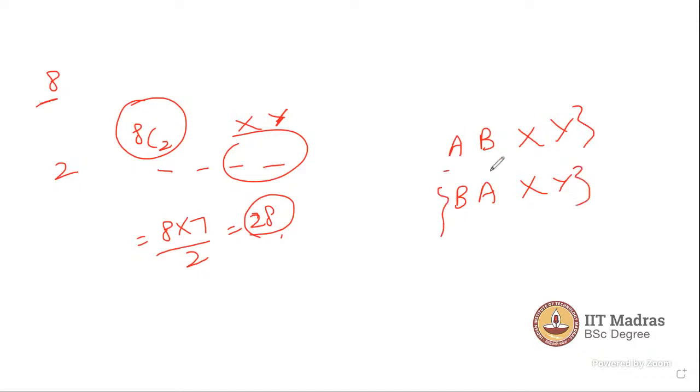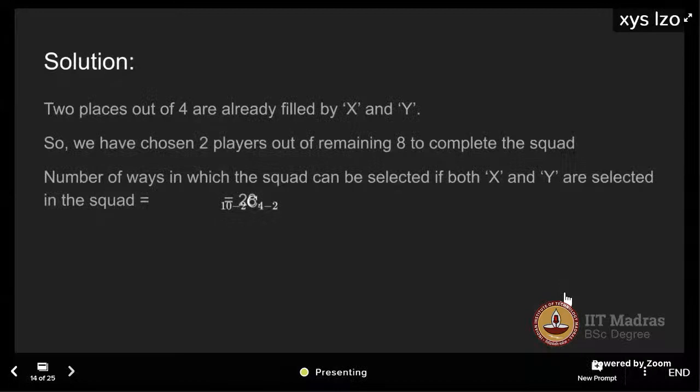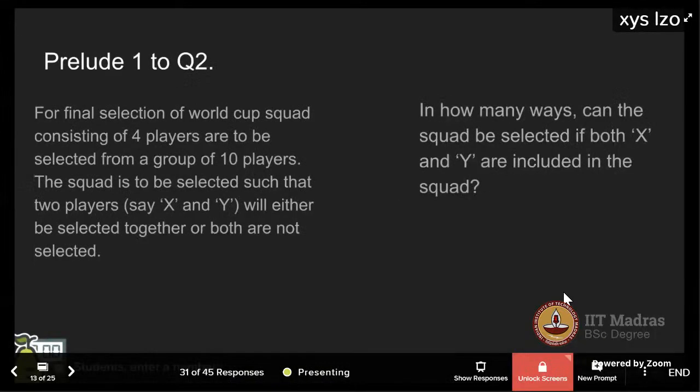When order is not important, we use combination, because whether I select A first or B first, they are the same. Let's do this. If we say that X and Y are fixed, then we have two places, because only 4 players are to be selected. It's mentioned here: 4 players are required to be selected.